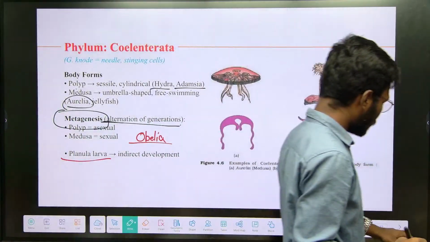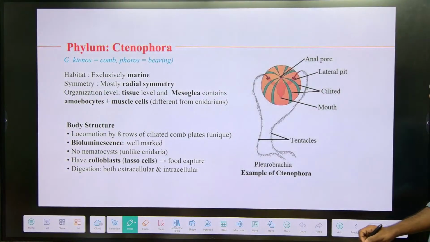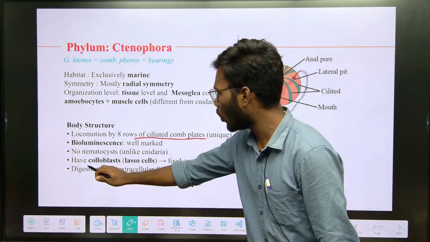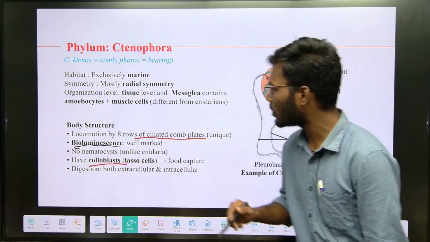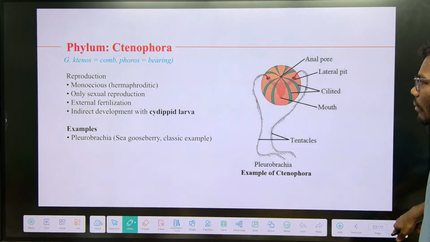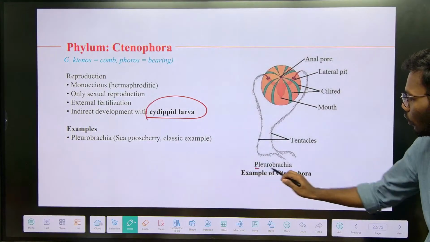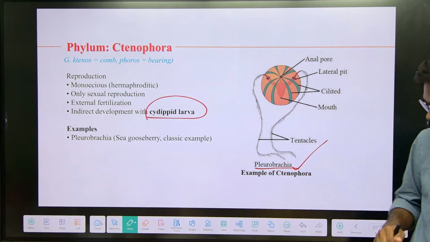Next one, Ctenophora. As you know, ciliated comb plates, colloblasts, bioluminescence, and cydippid larva. The example is Pleurobrachia. This is only one example, right?